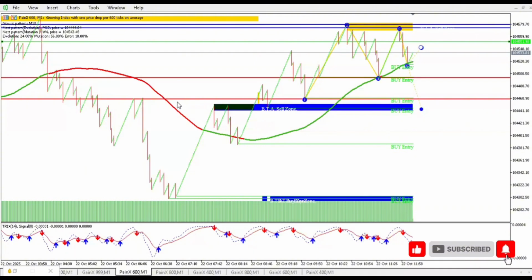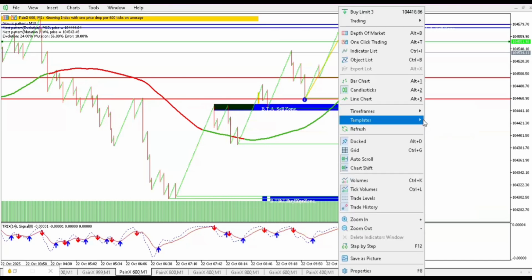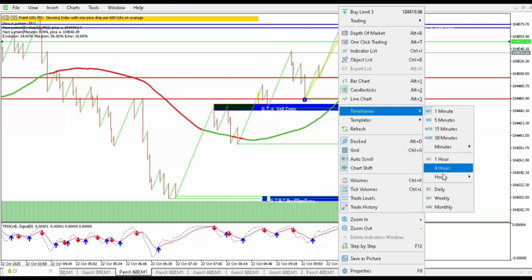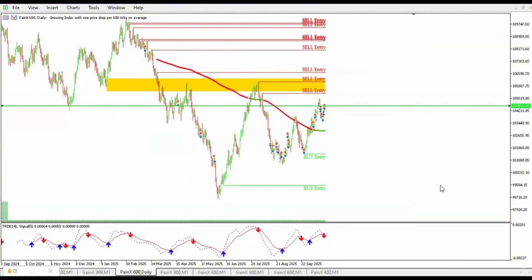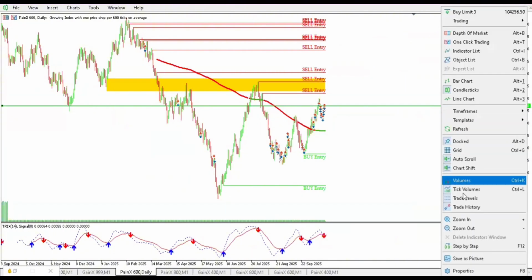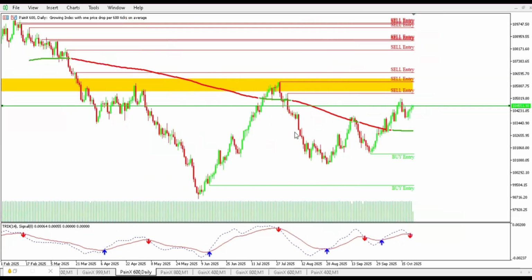So before you enter a trade, you have to know the overall trend of the market. So I'm going to start by checking the overall trend of the market. Usually you check it on the daily time frame. So here we have opened our daily time frame. So let me just do it like this. This is our daily time frame.